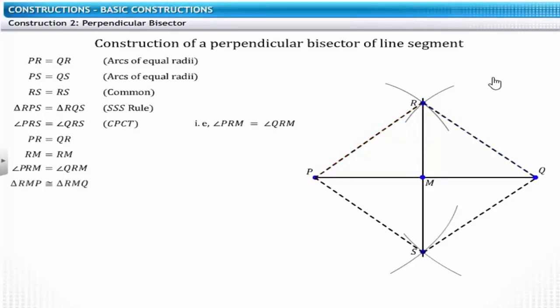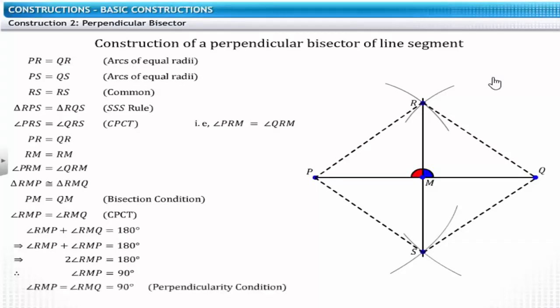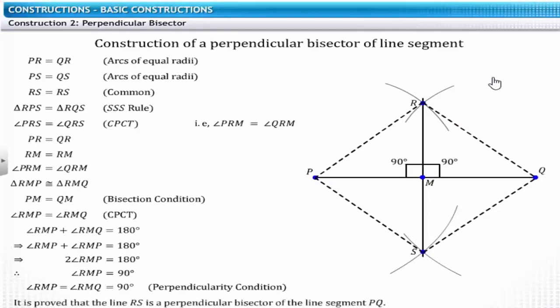By the CPCT principle, side PM is equal to side QM. This proves the condition of bisection. Similarly, by CPCT, angle RMP is equal to angle RMQ. The angles RMP and RMQ also form a linear pair. Since angle RMP is equal to angle RMQ, we can replace angle RMQ in the equation. Since both angles are equal, their measures are 90 degrees. This proves the condition of perpendicularity. Therefore, it is proved that the line RS is a perpendicular bisector of the line segment PQ.